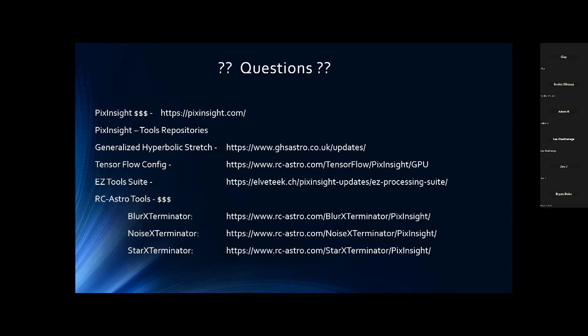So, tool repositories for PixInsight. General hyperbolic stretch, if you want to use that, there's a link to where you can get it. TensorFlow config: if you don't know what TensorFlow is, or if you have a graphics card that can utilize it but don't know how to configure it, use that link right there, and it does it all for you on the back end. Then there's the Easy Tool Suite, and then the RC Astro tools. I think BlurX is about $100, and NoiseX and StarX are about 50 or 60. Not too bad.